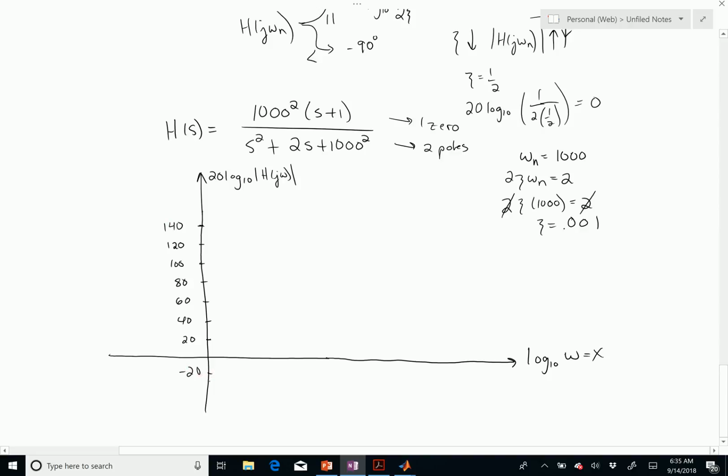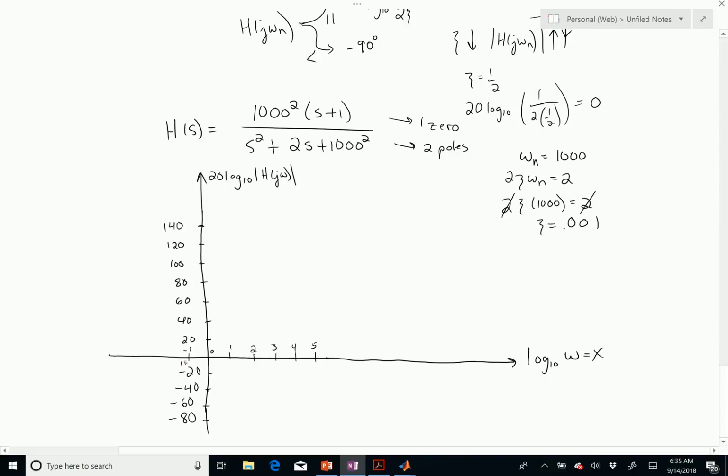Minus 20, minus 40, minus 60. I'll take it a little farther down to minus 80. Now let's dimension our x-axis here. I'm going to say minus 1, 0, 1, 2, 3, 4, 5.